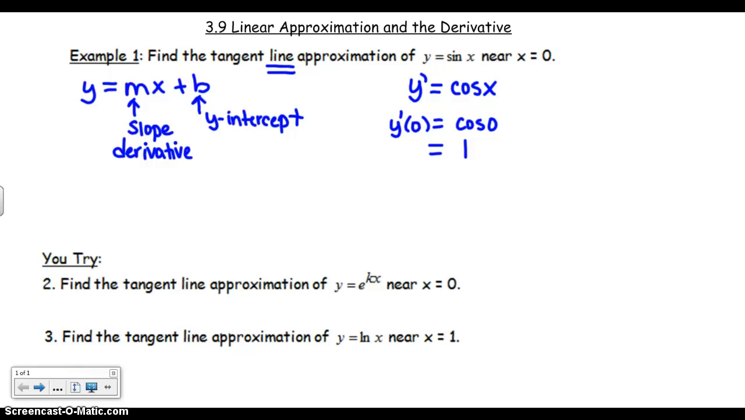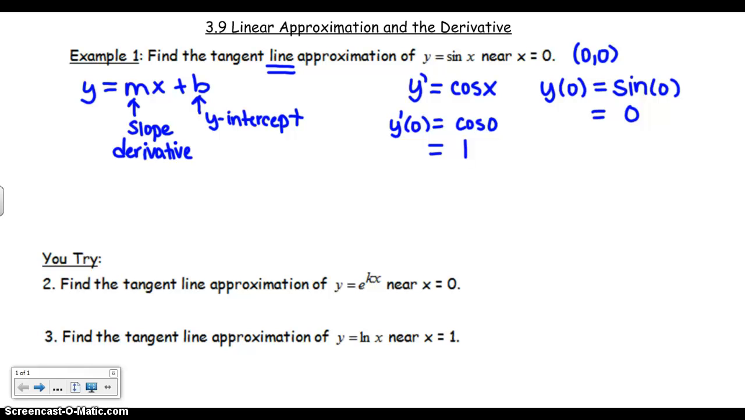The other thing you need to know is a point. So they told me the x value. I need to know the y value at 0. So I need to find x and y at 0. So I'm going to find sine of 0. And sine of 0 is just 0. So I have the point 0, 0. And so I'm going to use this to write my tangent line approximation.